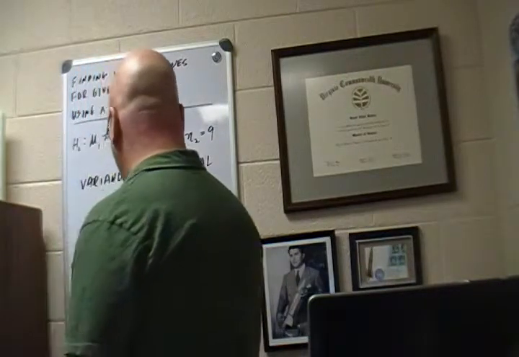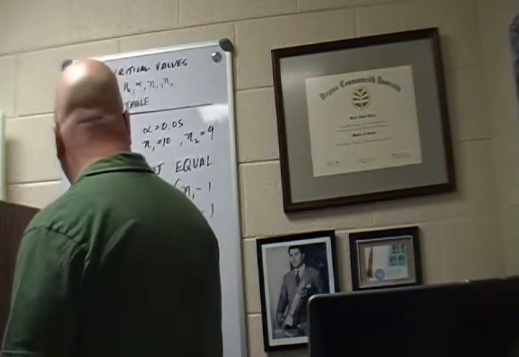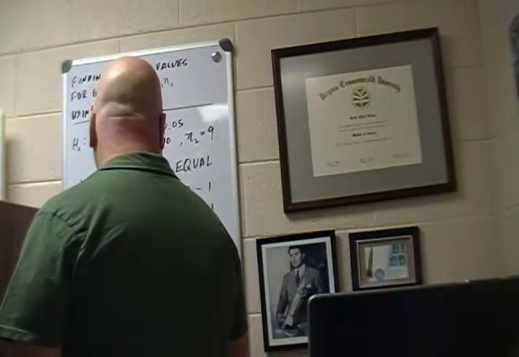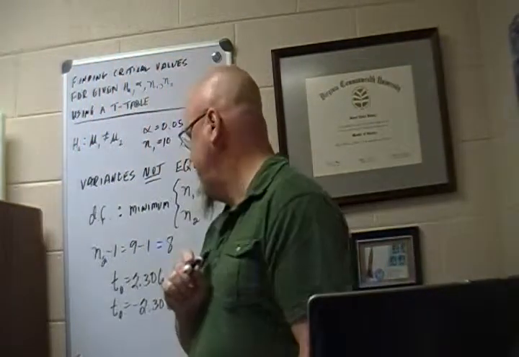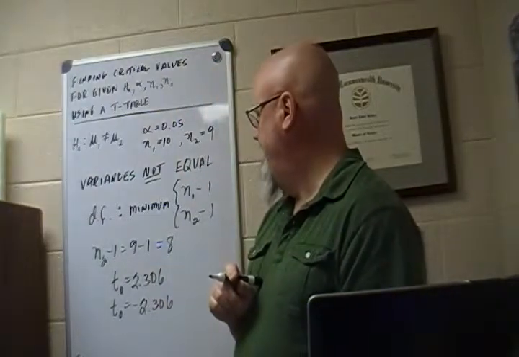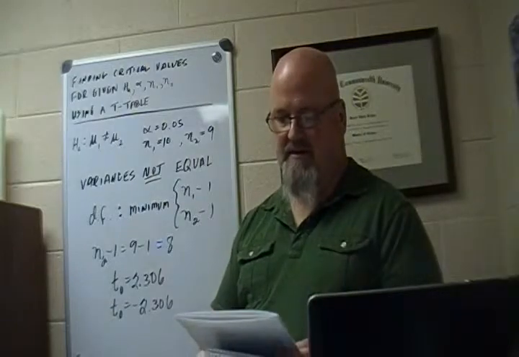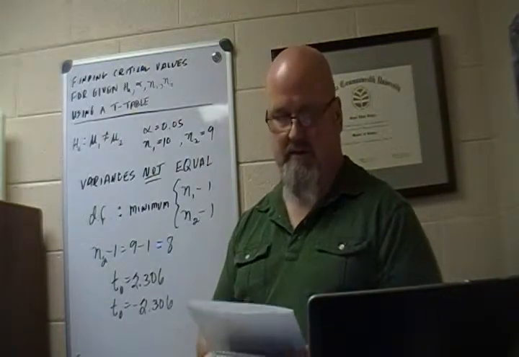Now here again, two-tailed test, don't forget you have a second one on the other side, which is the negative of the first one. So that's pretty simple once you understand the concept, pretty simple just looking it up in the table.